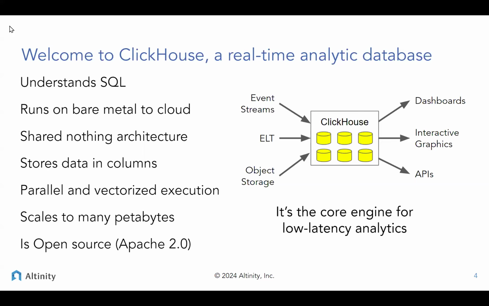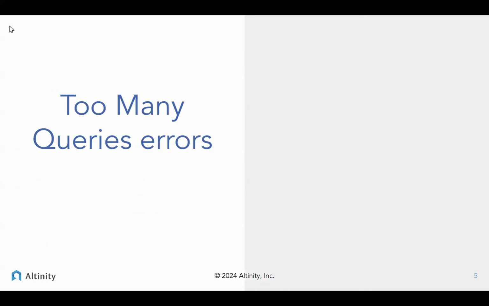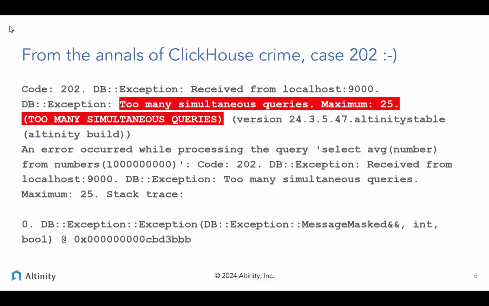And so what we're going to do is dive in and talk about six of these problems, how you recognize them, what's actually going on, and how you fix them. So let's jump in. One of the most common problems that people hit in production ClickHouse systems is what's called a too many queries error. Let me show you an example of it.